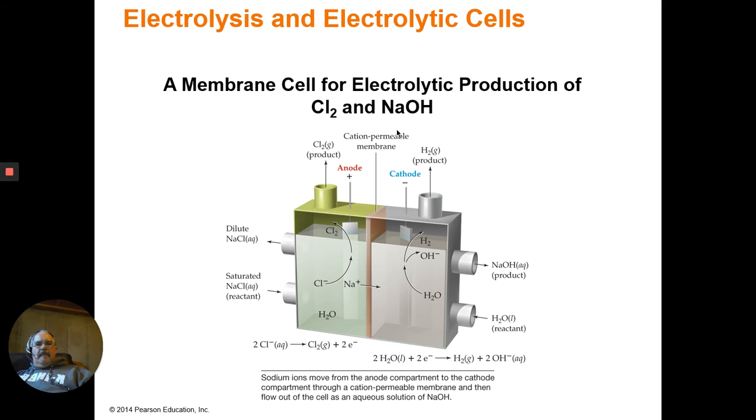Okay, this is a membrane cell. This is much like what they use at the plant in Wichita for producing chlorine and sodium hydroxide.